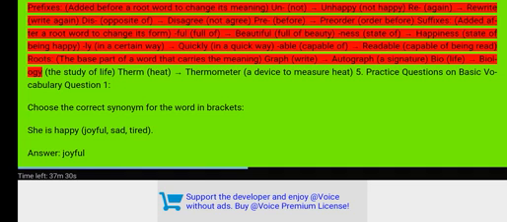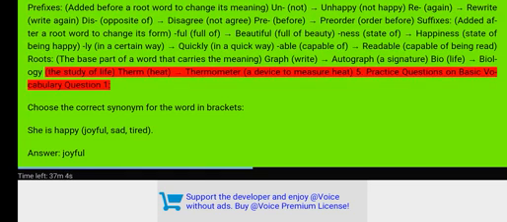Roots are the base part of a word that carries a meaning. Graph: autograph, a signature. Bio means life: biology, the study of life. Therm means heat: thermometer, a device to measure heat.